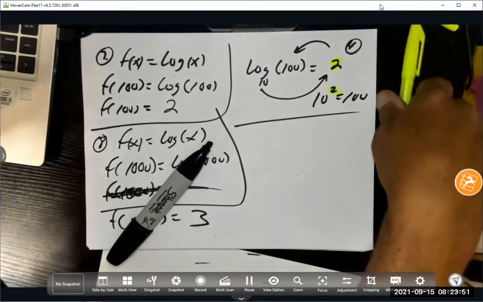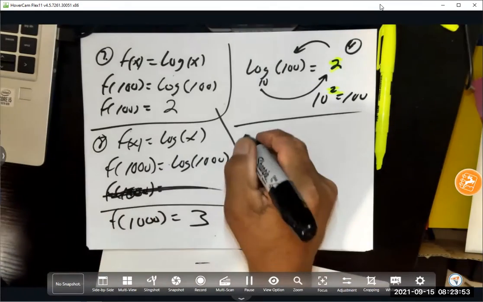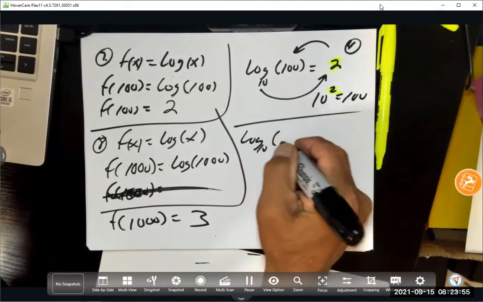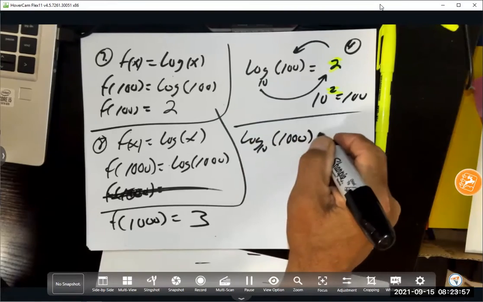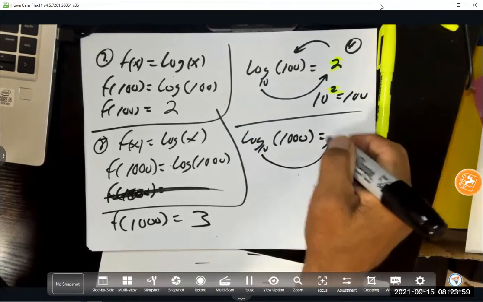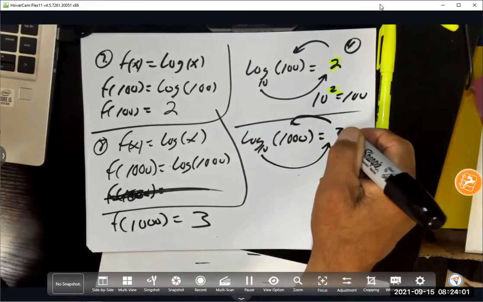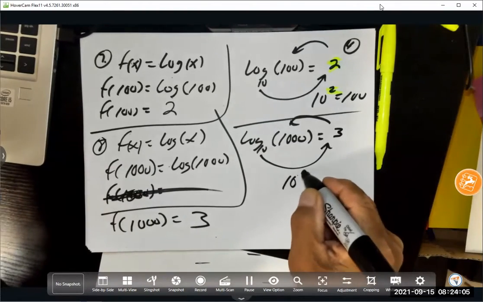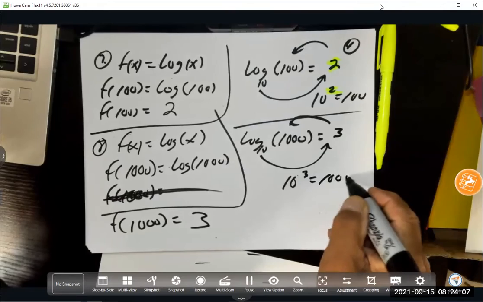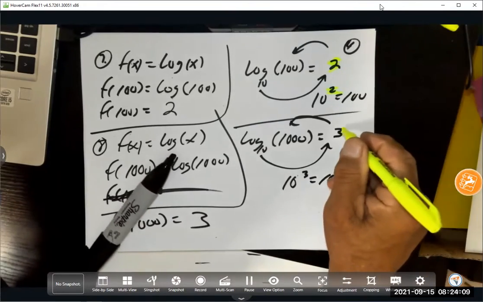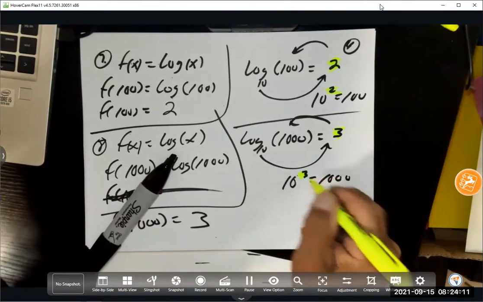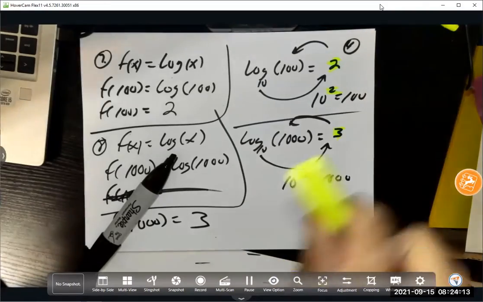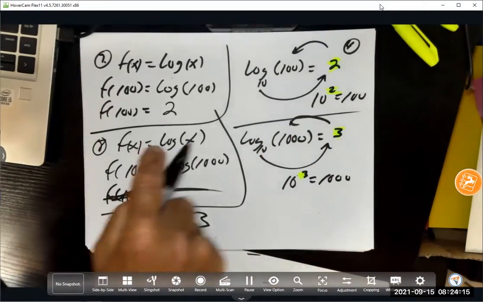Another one. Let's say the log base 10 of 1,000. What does it do? It says this number to what power is this answer. The answer is going to be 3 because 10 to the 3 power is 1,000. That's why it's getting 3. For now, that's all you need to know.